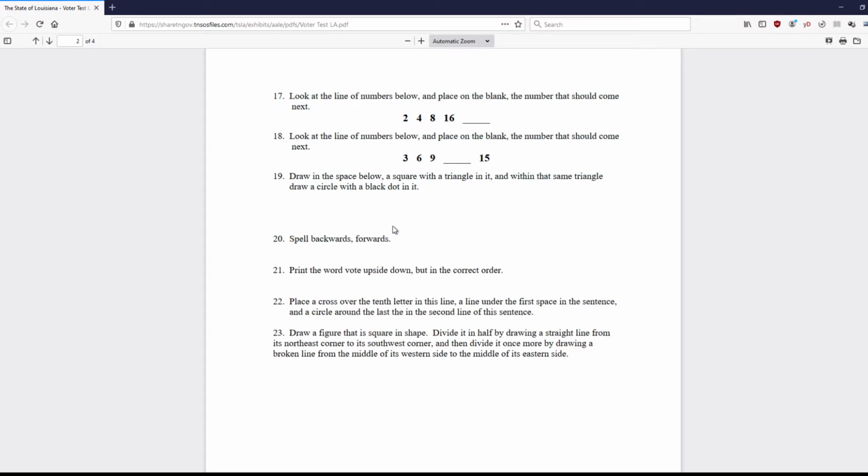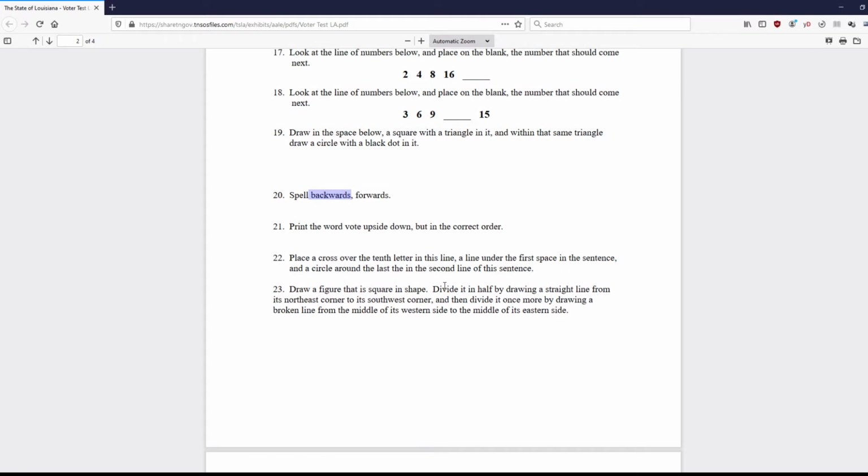Spell backwards forwards? What? So I just write the word backwards, right? Okay, I'm just going to write the word backwards. Print the word vote upside down, but in the correct order? V upside down, O is the same, T is like a line, and then an upside down cross, and then E. Fuck it, I'm just going to do an uppercase E. Boom. It's the same fucking thing. Fuck them. Got the white nationalists.